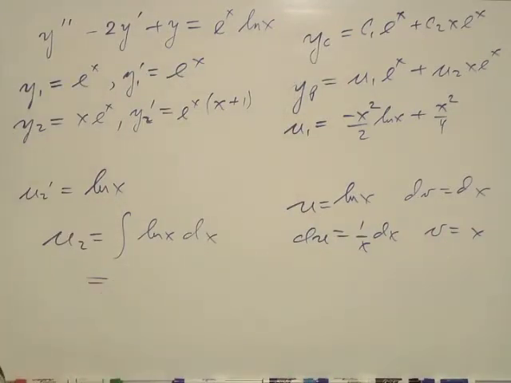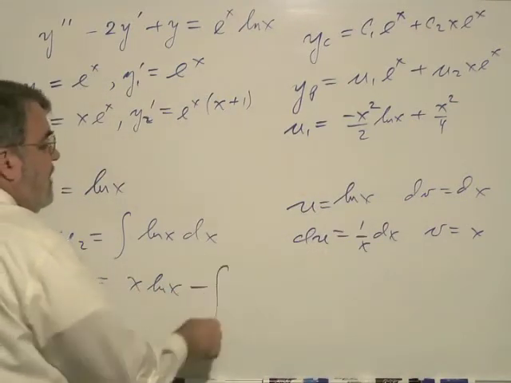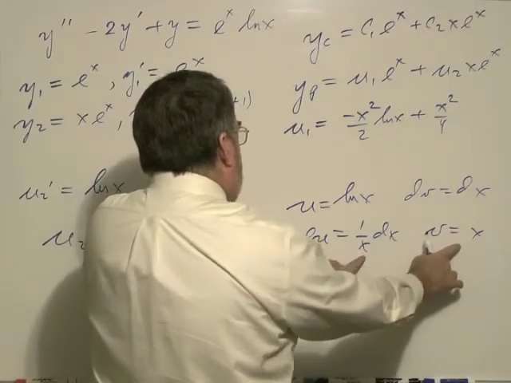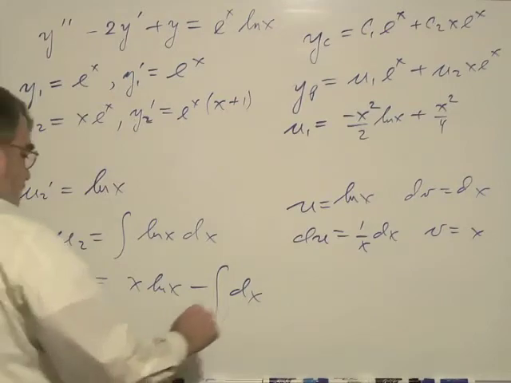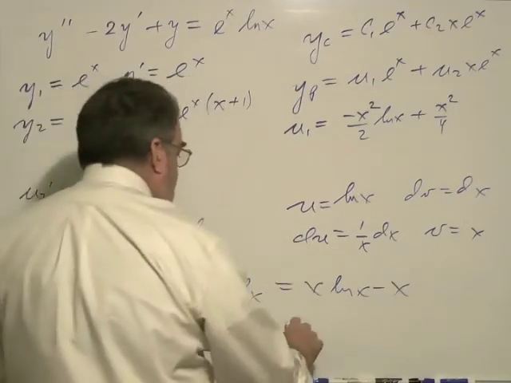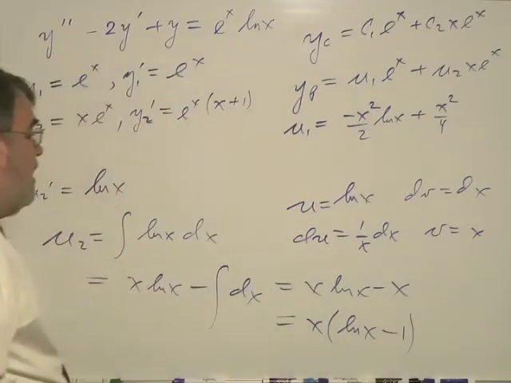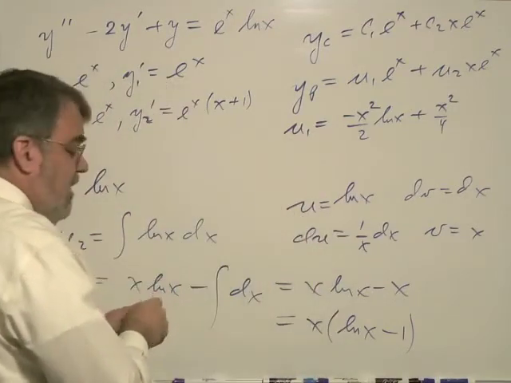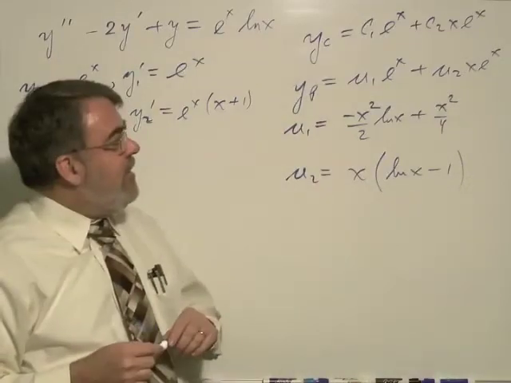So when I plug all that stuff in, I have u times v, x natural log of x, minus the integral of v du. So when I multiply these together, v du is just going to be, the x's cancel, I'll have dx. So this results in x natural log of x minus x, or if we factor x out, we'll have x times natural log of x minus 1. So I'm going to write that up here, and then we'll work out the general solution. Here is u2. I wrote it over here.